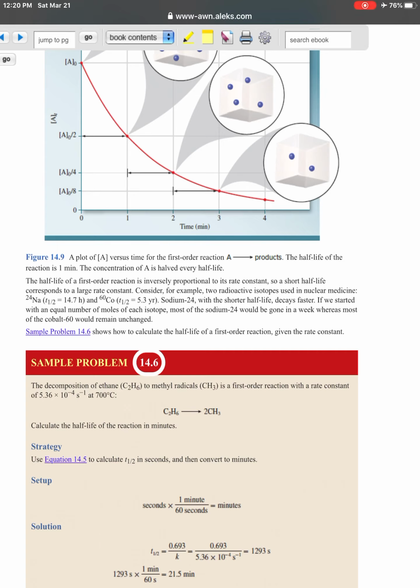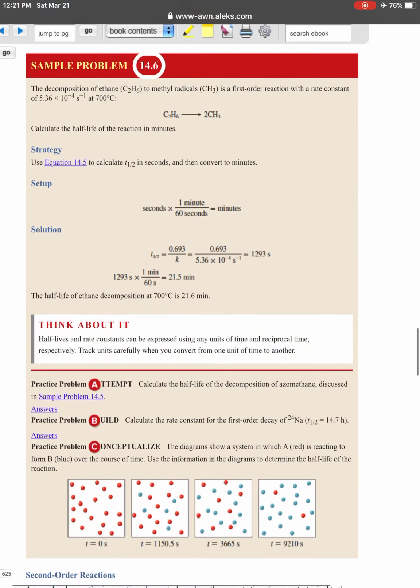If we started with an equal number of moles of each isotope, most of the sodium-24 would be gone in a week, whereas most of the cobalt-60 would remain unchanged. Think about why that's true. Look at those half-lives. Sample problem 14.6 shows how to calculate the half-life of a first-order reaction given the rate constant.